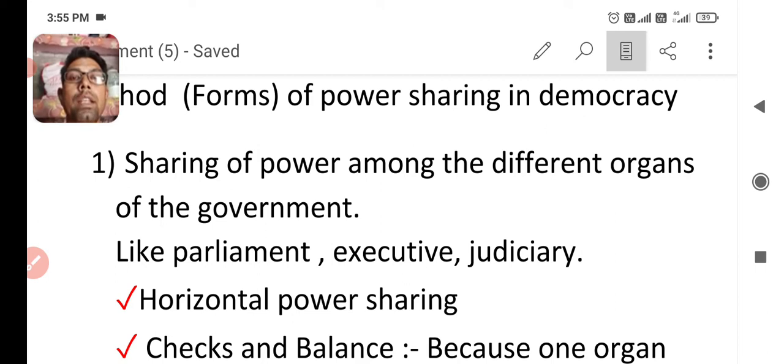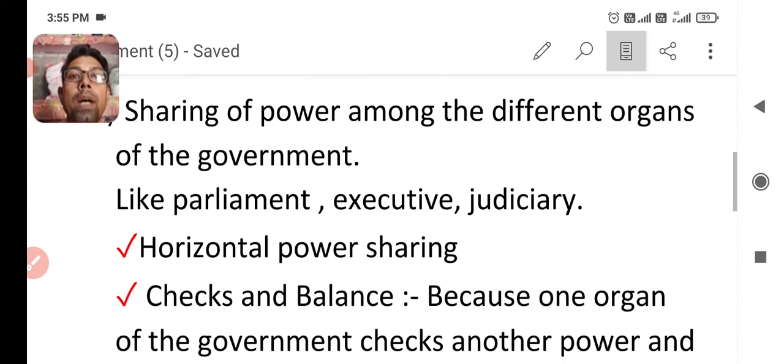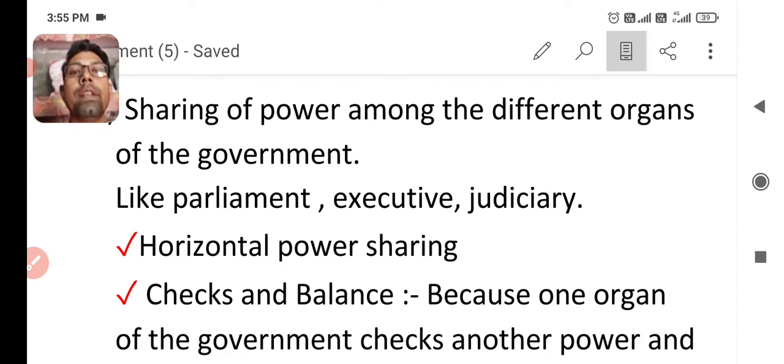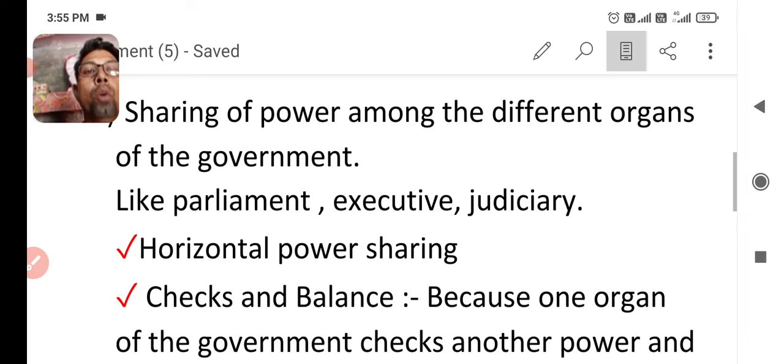You know that in 9th class you learned about the different organs of the government. There are 3 organs of the government: first parliament, second executive, and third judiciary. Sharing of power among these organs is also known as horizontal power sharing. You know that this row makes a horizontal line: parliament, executive, and judiciary. So this kind of power sharing is known as horizontal power sharing. I think you got the point.